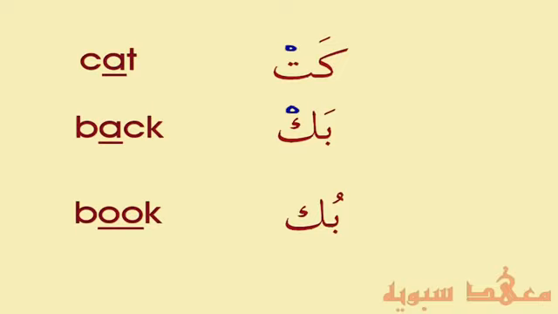If we gave it actually a mark, for example, the fatha, it'd be kata, or katu, or kati. Similarly, the word back. So it's back. So there's a sukoon there as well. And we have the word book. Same thing. Book, there's a sukoon there.